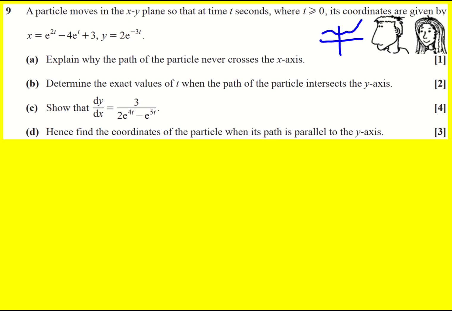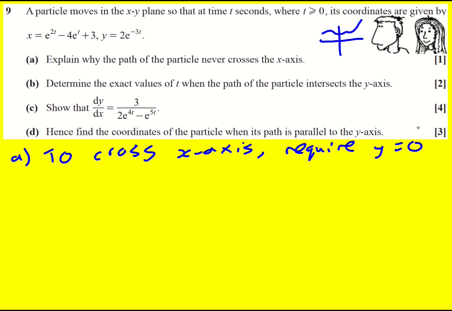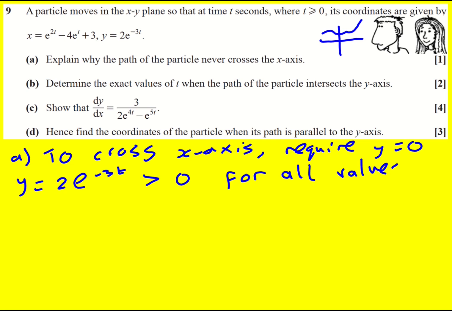And to do that, we need to look at y equals 0. So to cross the x-axis, we require y equals 0. But y is equal to 2e to the minus 3t, and this is actually going to be greater than 0 for all values of t. I could draw a little exponential.